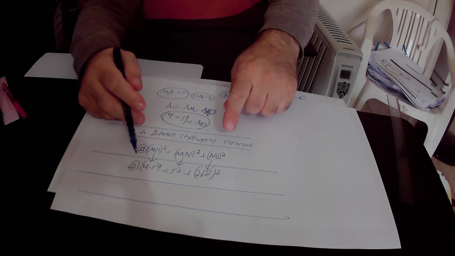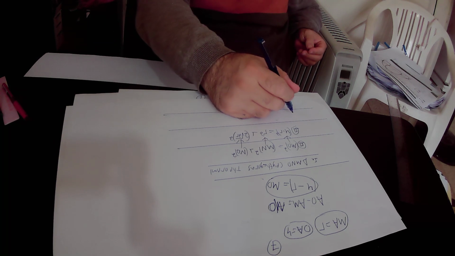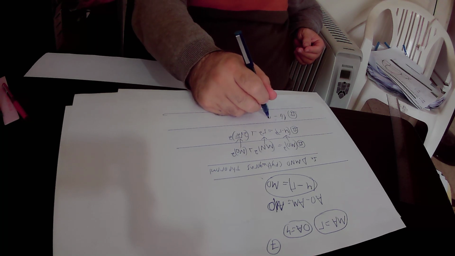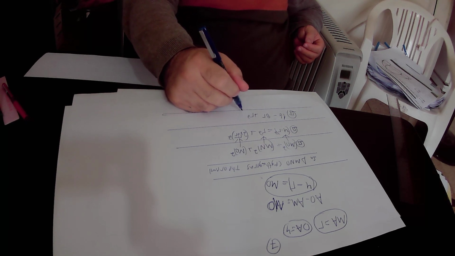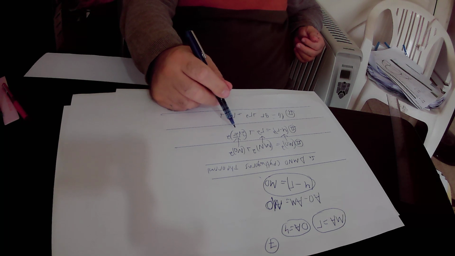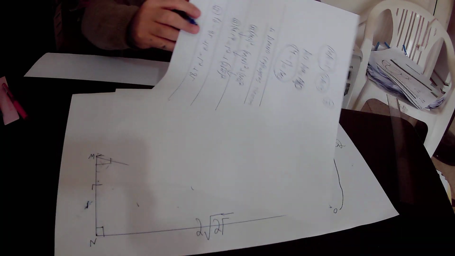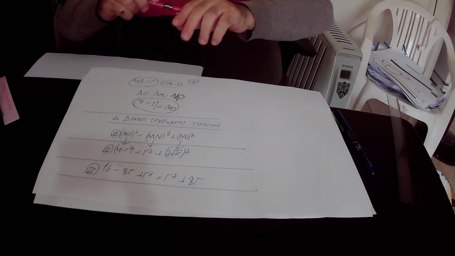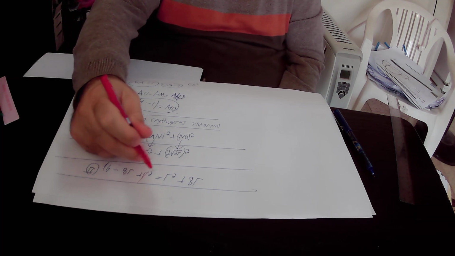So here we will open the brackets on both sides of equation number 2, and we will get that (4 minus R) squared equals 16 minus 8R plus R squared, and it equals R squared plus the square of 2 times square root of 2R, which is 8R. So here we have R squared on both sides of equation number 2, so R squared will get cancelled.